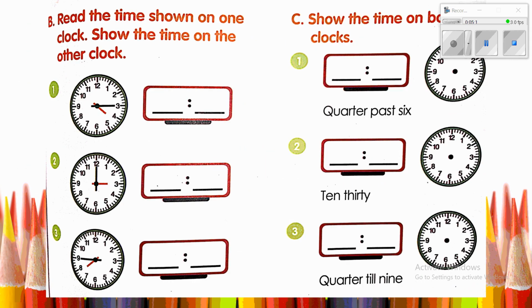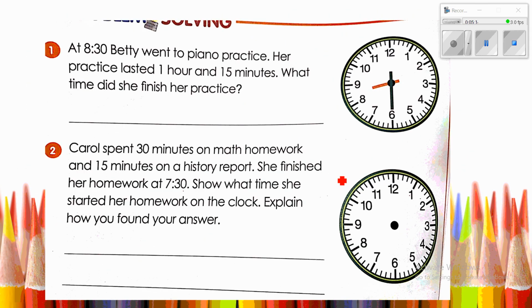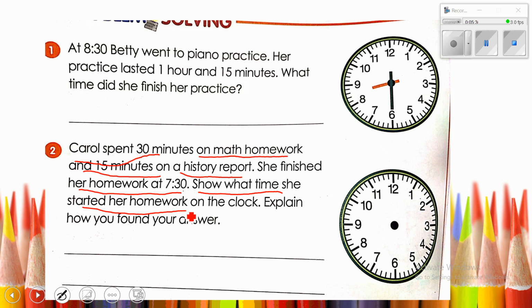Let's continue where we stopped. Yes, we stopped here. Carol spent 30 minutes on a math homework and 15 minutes on a history report. She finished her homework at 7:30. Show what time she started her homework on the clock and explain how you find your answer.